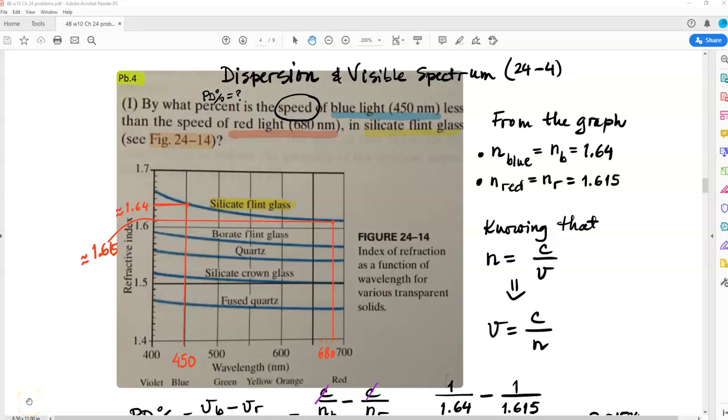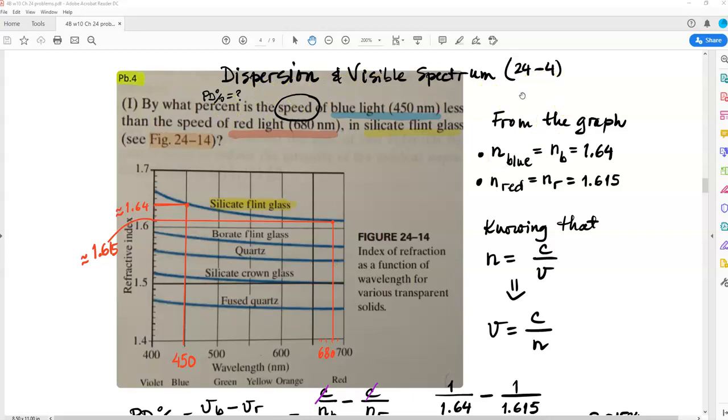Hello again. So here is part 2 of all the examples I prepared for you for chapter 24. We're going to continue now with a problem from section 24.4, which is part of the dispersion and visible spectrum.